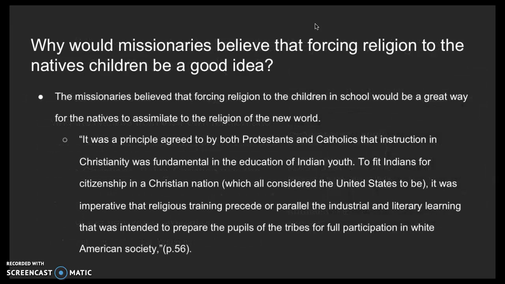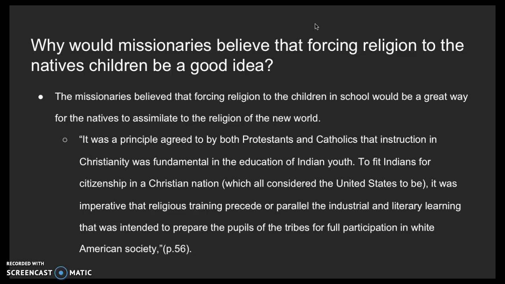Why would missionaries believe that forcing religion on the native children was a good idea? Everybody believes you start from the bottom and work your way up. So why not start with the children and then work your way up to the adults? The missionaries believed that forcing religion on the children in school would be a great way for the natives to assimilate to the religion of the New World.